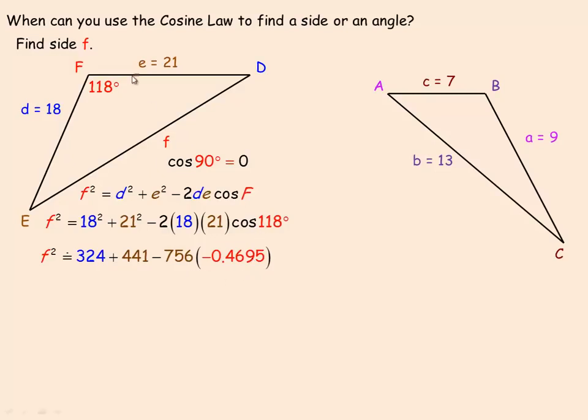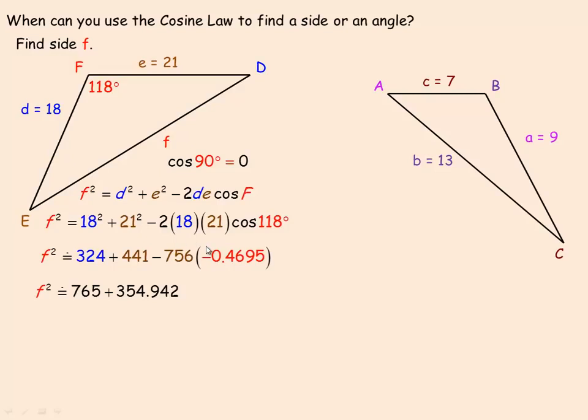And I specifically chose an example here where the angle is bigger than 90 degrees. This is called an oblique triangle. And that's because if the angle is bigger than 90, this cosine value will always be negative. And so what we actually have here is negative 756 times negative 0.4695.